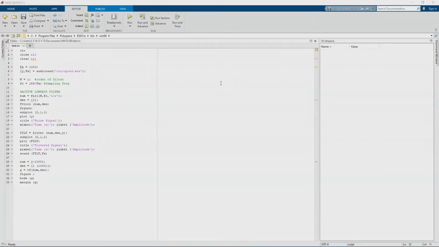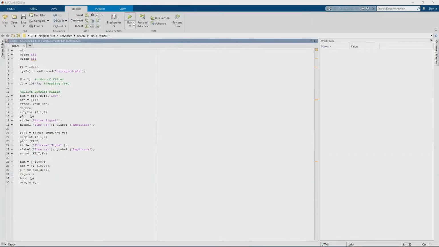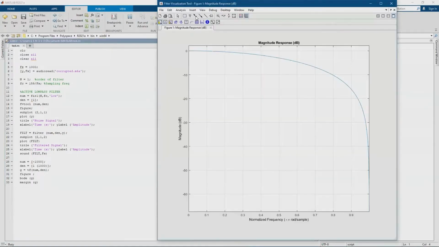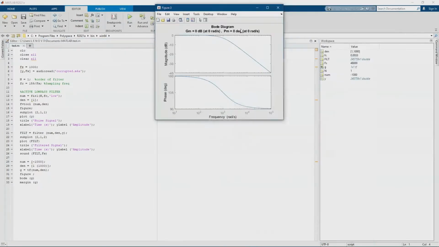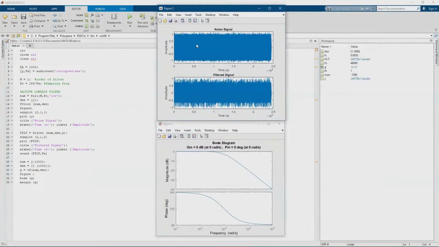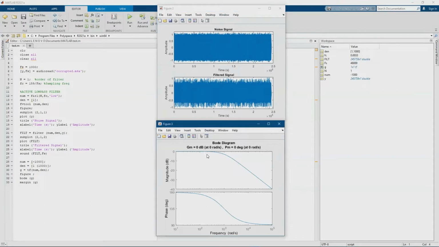Okay, moving on to the simulation part of the transfer function. The simulation will be done in MATLAB, and this is the coding. We will check whether the transformation is right or not. So this is the magnitude response. This is the noise signal just now that you heard, this here, and this is after the filter. So here is the transfer function graph. You can check whether it's right.